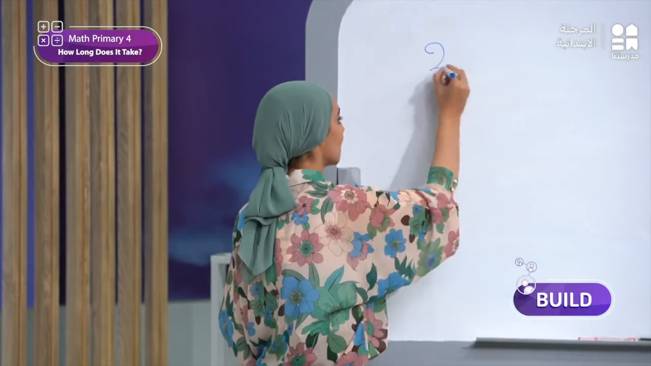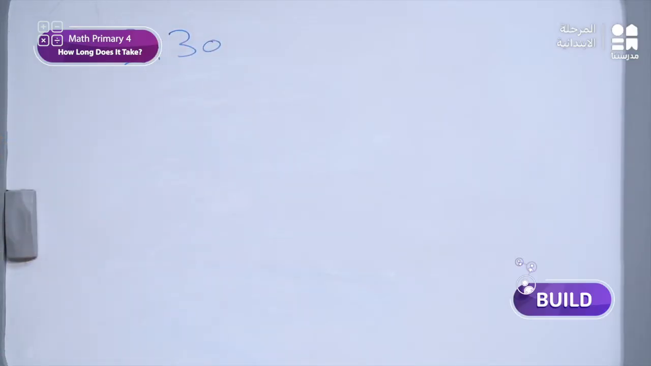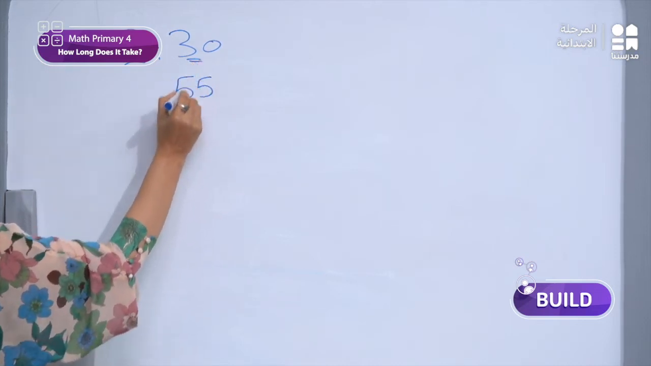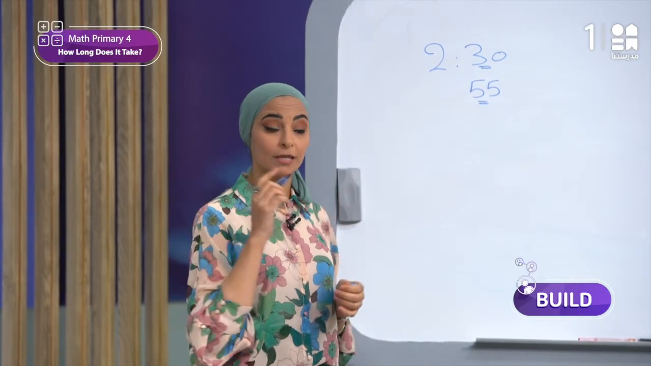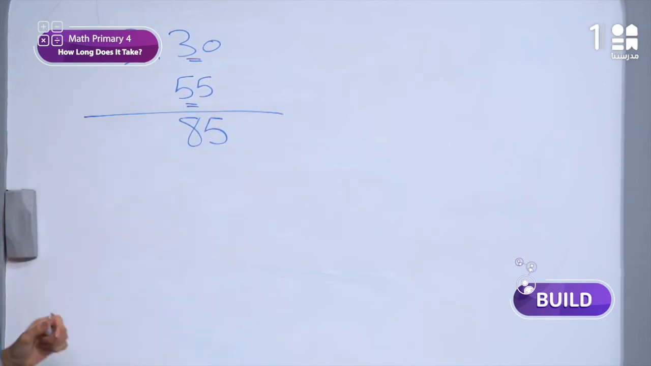طب هنا أنا عندي 2:30 و 55 right؟ 30 minutes و 55 minutes. عادي جدا إن أنا I can add the minutes. طب 30 plus 55 equals what؟ Equals 85. يبقى أنا عندي here 85 minutes.